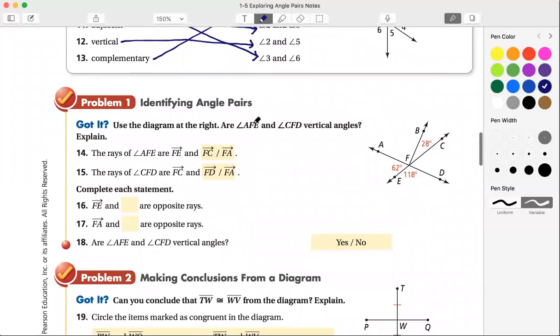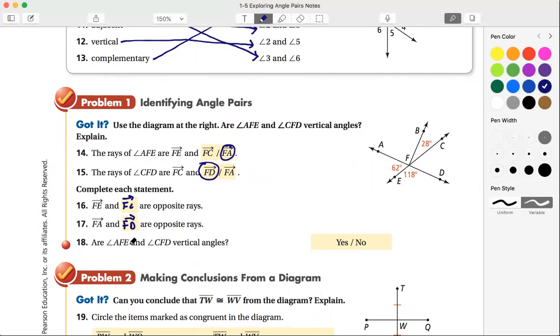All right. So let's use this diagram on the right. Are AFE and CFD vertical angles, and explain? Well, let's use these words to determine that. The rays of AFE are FE and FA. The rays of CFD are FC and FD. So FE and blank are opposite rays. FE and FC are opposite rays. FA and FD would be opposite rays.